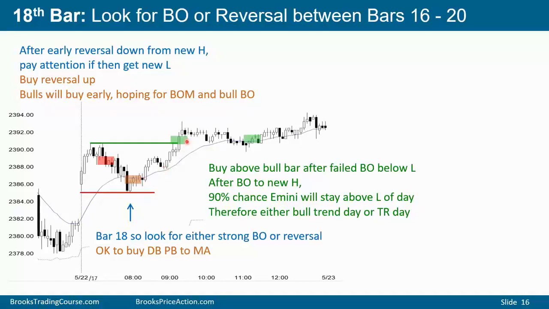Other traders will simply wait for the breakout and they'll buy with a stop above the high of the 18-bar range, or they'll buy pullbacks. Once they have this breakout, only a 10% chance the market's going to break below this low, and therefore the day is either going to be a bull trend or a trading range. In either case, if it goes sideways to down, it probably will reverse back up. Bulls will therefore buy a reversal up.